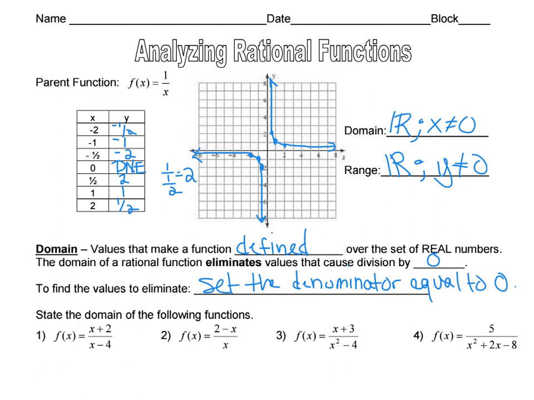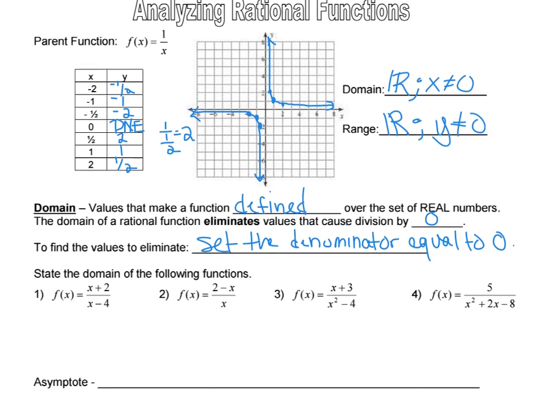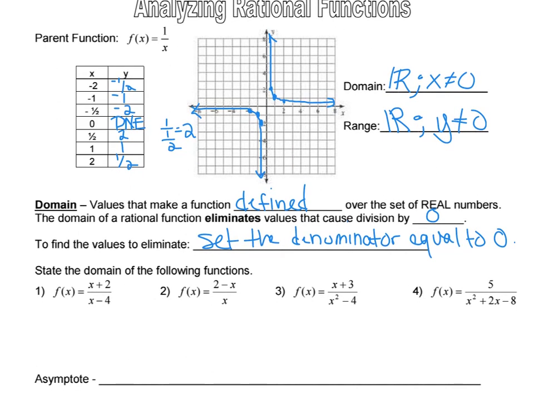So let's look at these examples here. They're just asking us to find the domain for 1, 2, 3, and 4. For number 1, we have f of x equals x plus 2 over x minus 4. All we want is the domain. So all I need to do is take x minus 4 and set it equal to 0. This is going to tell me what number I'm not allowed to plug into the bottom.